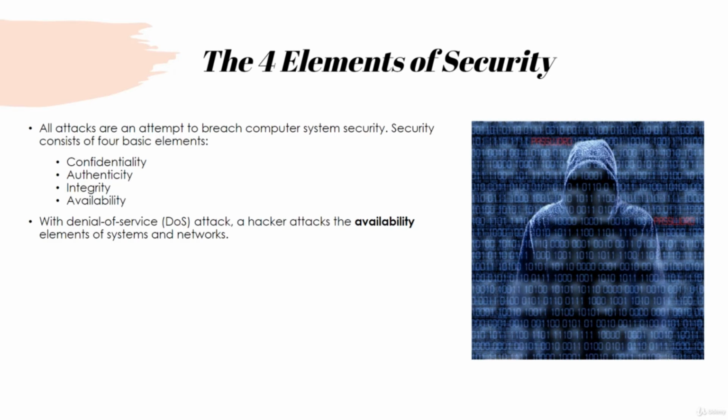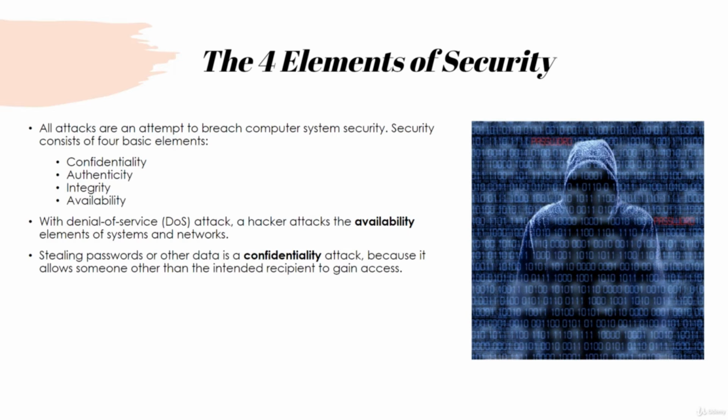That's the availability factor. And then stealing passwords or any other type of data is a confidentiality attack, because it allows someone other than the actual recipient to gain access, right? They're hacking some type of network and they're looking to get information, passwords, records, whatever that may be. That's the confidentiality aspect of the elements. So it's very important to understand the different types of attacks within these 4 elements.